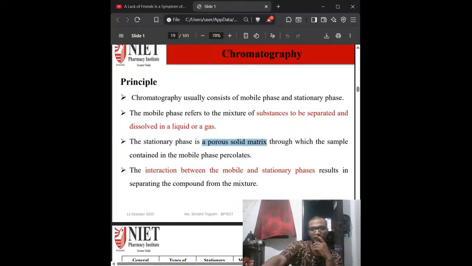Stationary phase is a porous solid matrix through which the sample contained in the mobile phase percolates. Okay, percolates. Let's now talk about the principle.